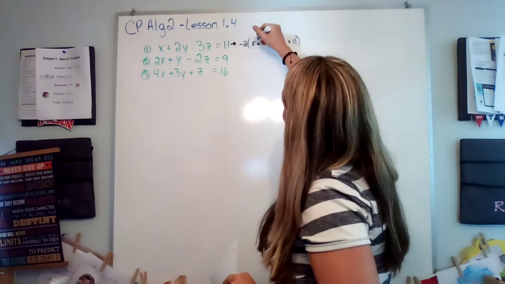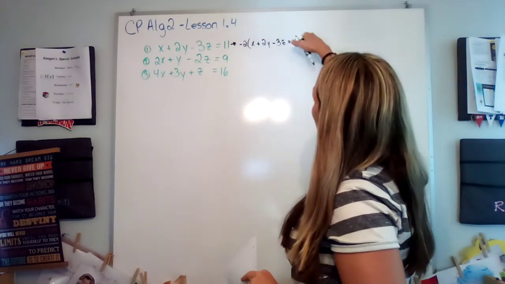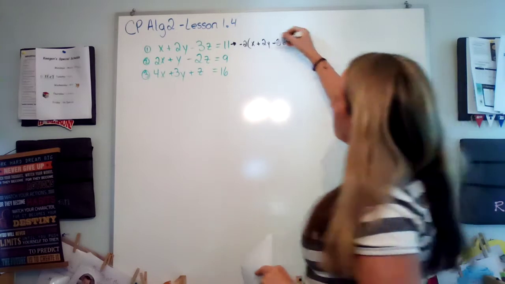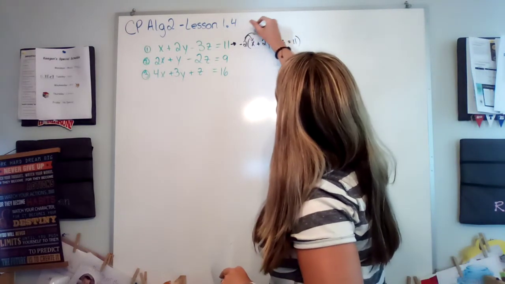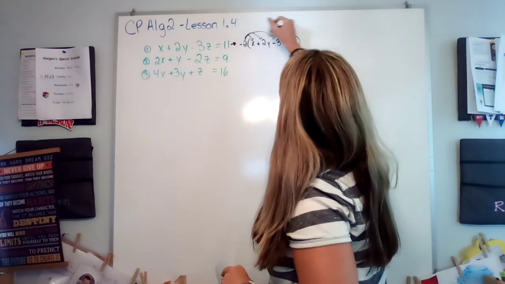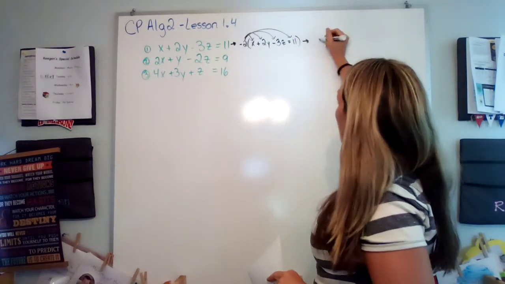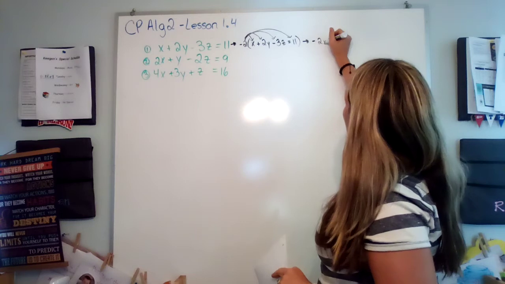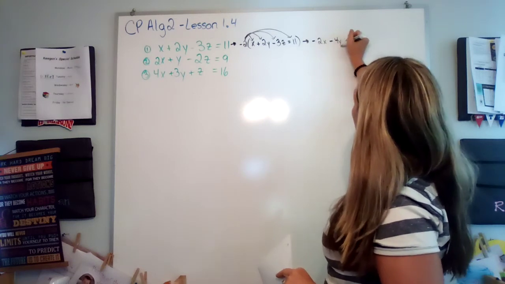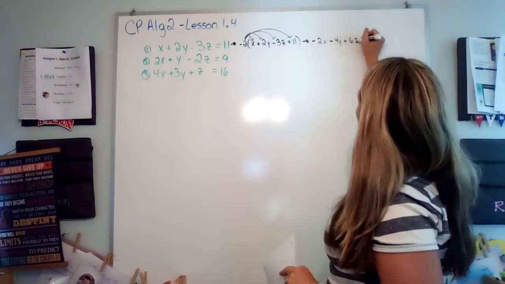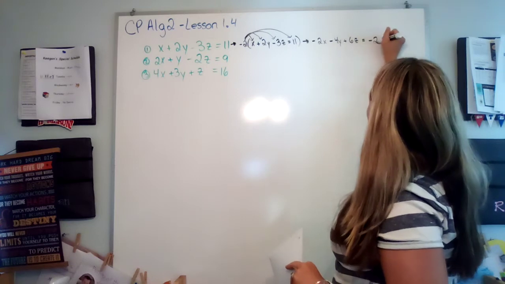A lot of times people will multiply negative 2, negative 2, negative 2, and then forget to do it on the other side of the equation. So even though it might seem a little elementary to do it this way, writing it out and drawing your arrows will help you not make that mistake. So it's negative 2x minus 4y plus 6z equals negative 22.